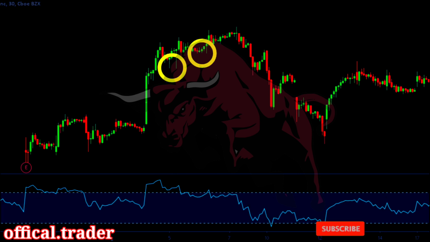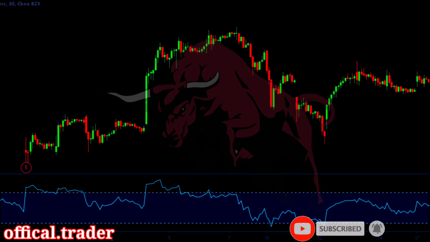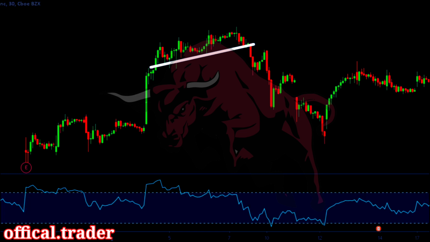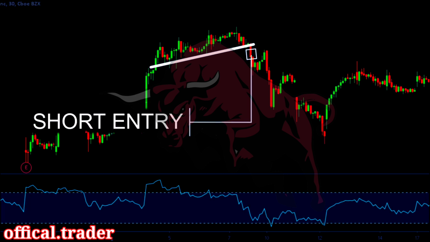We will do this by connecting the recent swing lows. Here is how the trend line will look. After creating the short-term trend line, we will wait for the price to break the trend line. After the price successfully breaks below the trend line, we will place a short entry.